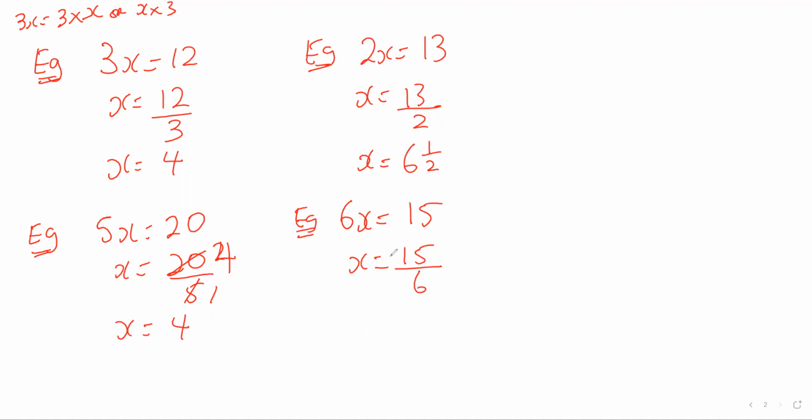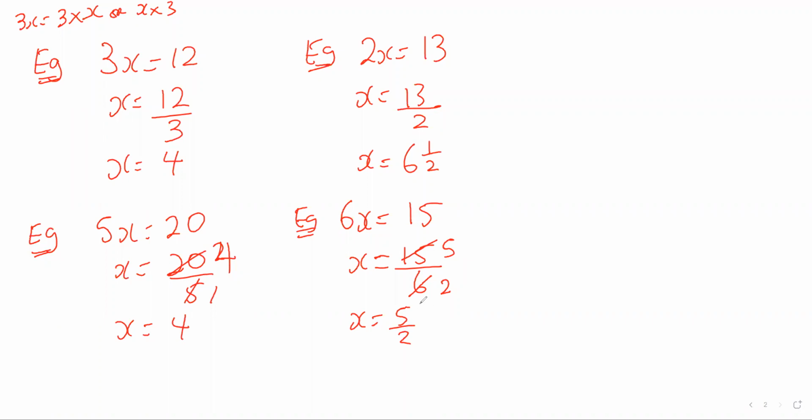Right? And when we divide 15 over 6 now, we can use cancellation. Because 6 cannot go into 15 equally. It must be a remainder of some sort. So we look at the cancel, and we realize here 3 could go into both numbers. So we can cancel by 3. Right? 3 into 6 is 2. 3 into 15 is 5. So x equals 5 over 2.